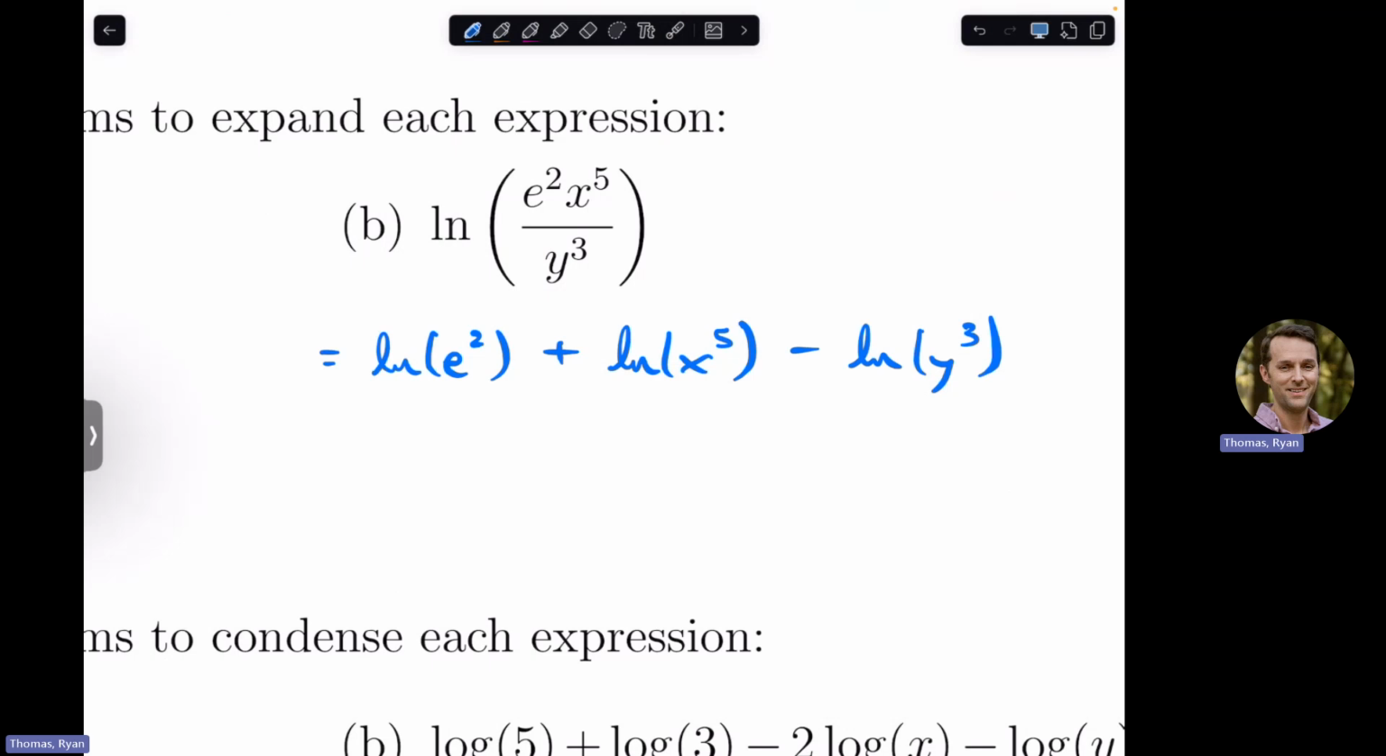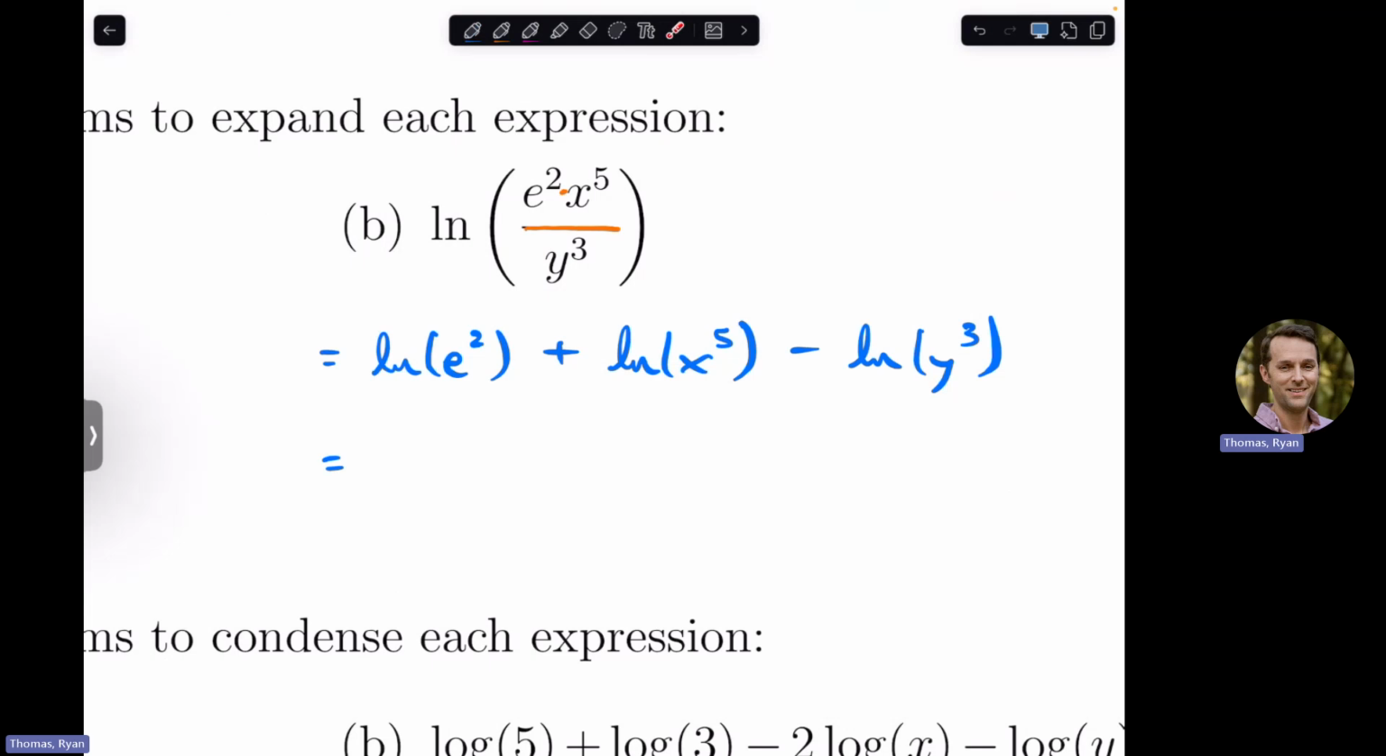So addition here because of the product. Subtraction here because of the division. Right? So log of e squared plus the log of x to the fifth minus the log of y cubed. And then each of those we can go a bit further.